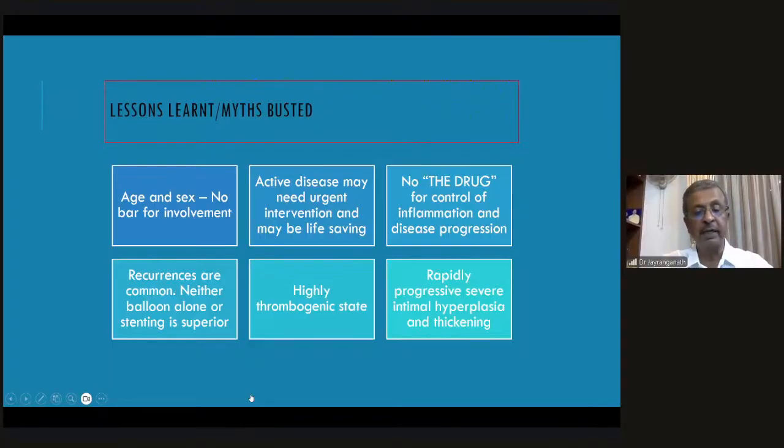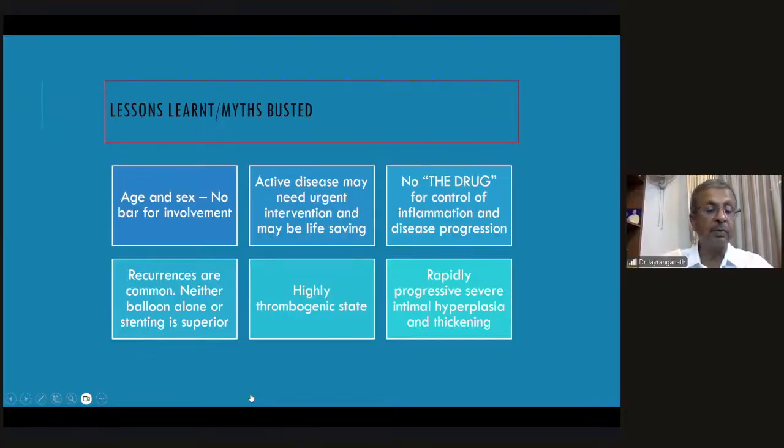I can say 10 to 15% of our interventions are done in the active stage because we need to save them. In fact, we have done them as an emergency even at night. Is there a drug for control of inflammation and disease progression? I've enumerated the drugs, probably I bored you with a lot of repetition. But unfortunately, there is no single drug for control of inflammation and disease progression. At least you should know some of these drugs. Steroids, that is prednisolone, a very cheap drug, is a good drug. And MMF or methotrexate, azathioprine, cyclophosphamide are some of the others.